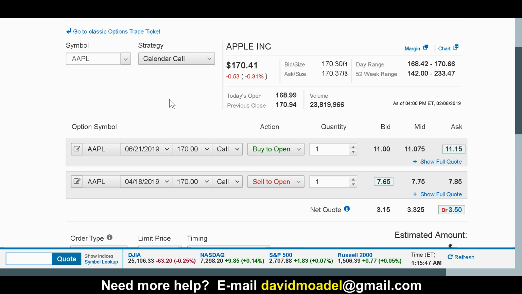But you might want to virtual trade this, paper trade it, and see if you like the calendar spread strategy. So this was a basic introduction to calendar spreads.